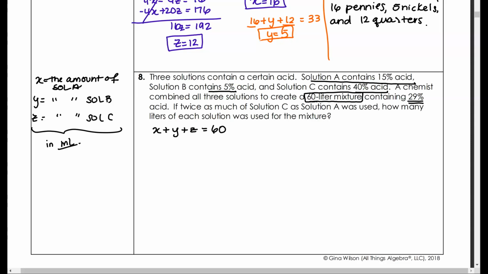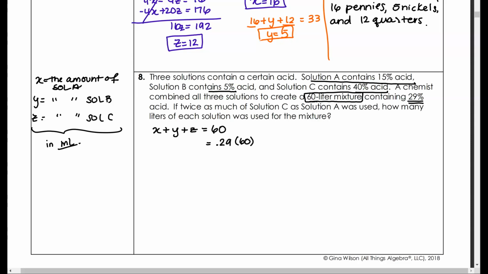Okay. So a chemist combined all three solutions to create 60 liters containing 29% acid. So the final product is 29% acid. Okay. But it's 29% of the 60. So it's not just 0.90 like we would in money. This is going to be 0.29 of 60 because it's 29%. So the percent is percent of what? It's the percent of the 60 milliliters.